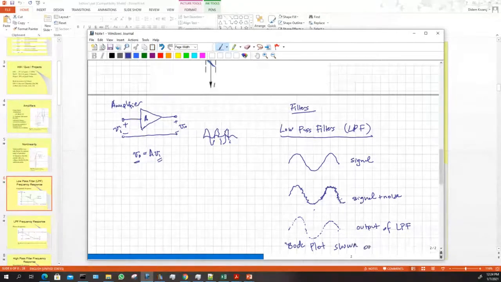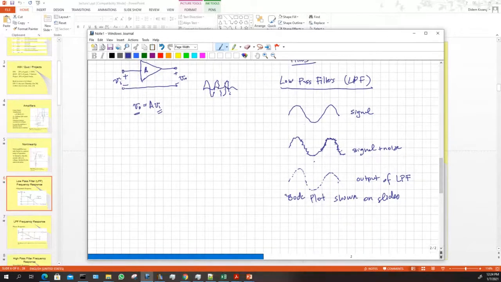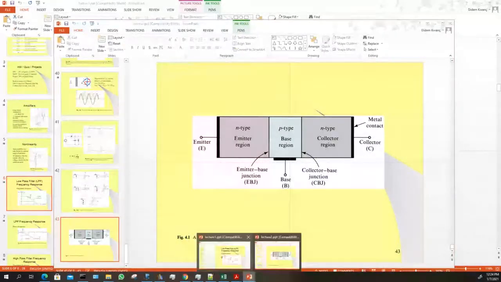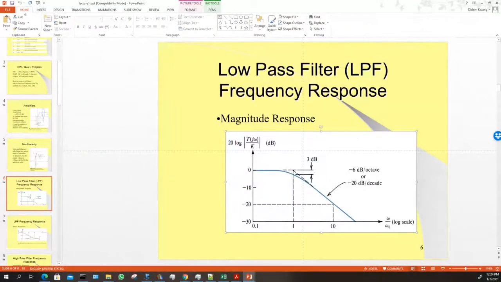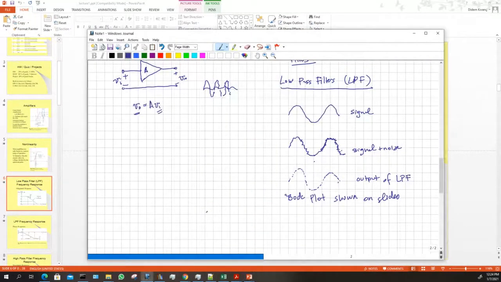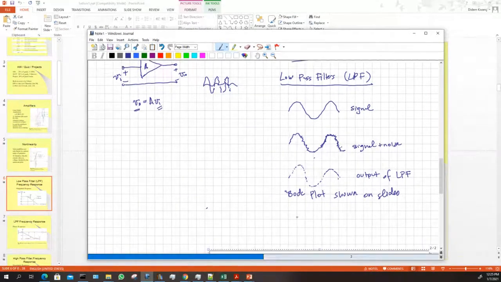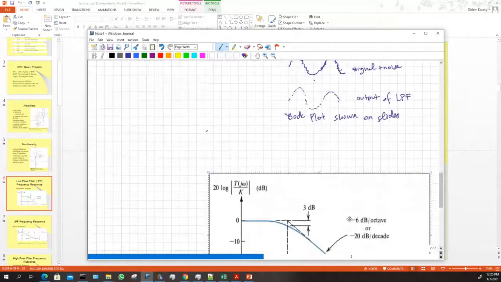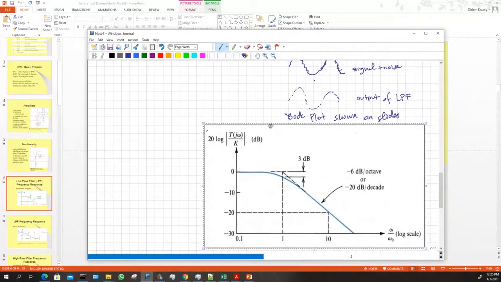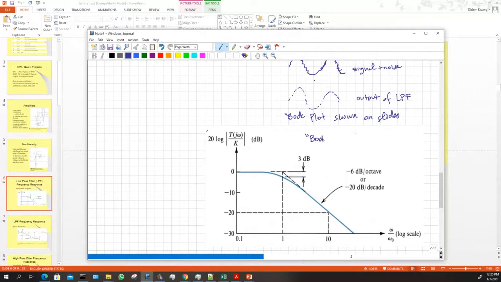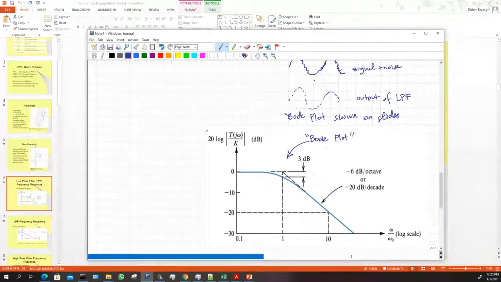It's shown on the slides. In fact, let me copy paste it in so that you don't think this top part is the Bode plot. Let me copy that in. I paste this here. There we go. This thing is called the Bode plot.